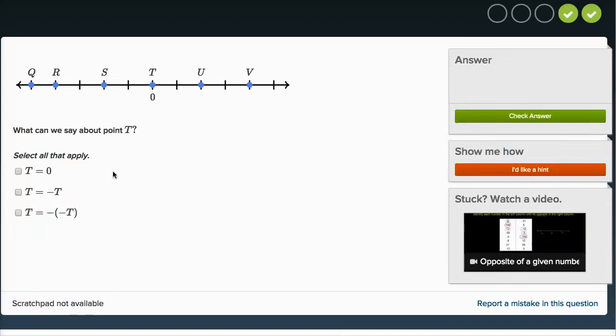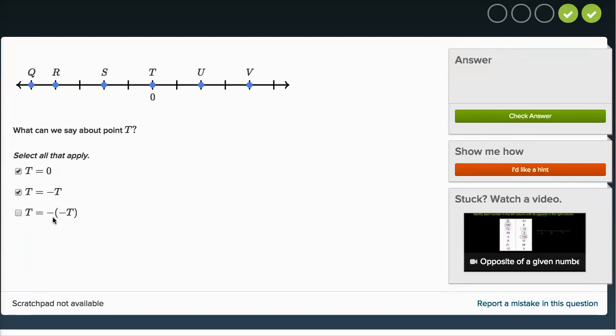All right. What can we say about point T? Well, T once again is at 0, so we can say T is 0. 0 is the opposite of 0. It is equal to negative 0. One is 0 to the left, one is 0 to the right. Well, that still means that they're still on 0. They're right, they are 0.